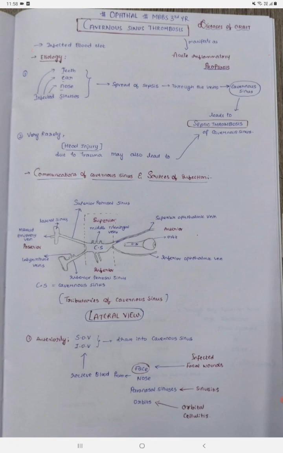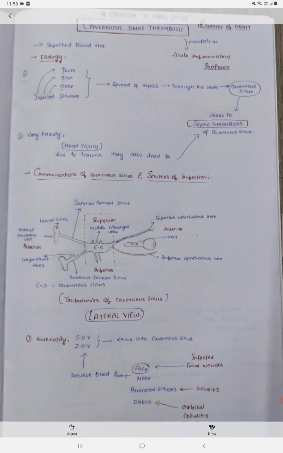So today we are going to discuss a topic from ophthalmology, which is an MBBS third year subject. The chapter is diseases of orbit, and we are going to discuss the topic, cavernous sinus thrombosis. So let us get into the topic. First of all, we are discussing this topic under the diseases of orbit because it is not a direct topic, but it is actually a complication which develops after infections of the orbit.